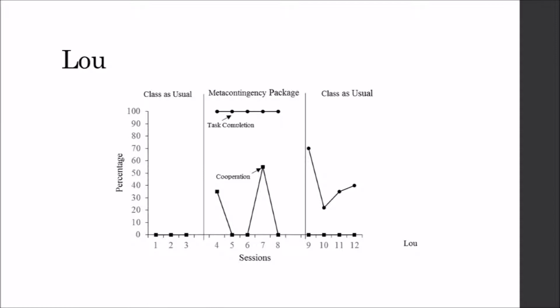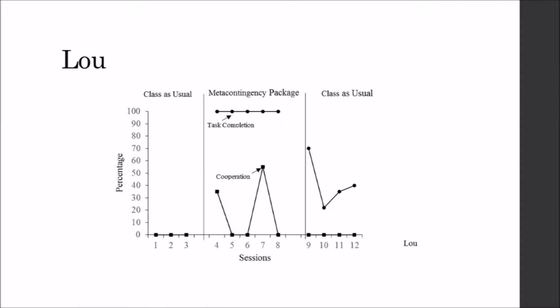Once the intervention started, task completion increased to a magnitude of 100% and remained stable across all sessions during this condition. Cooperation was variable. He had cooperation during 2 sessions, on session number 4 and session number 7. Once class as usual was reintroduced, cooperation decreased to 0% and remained stable at 0%.